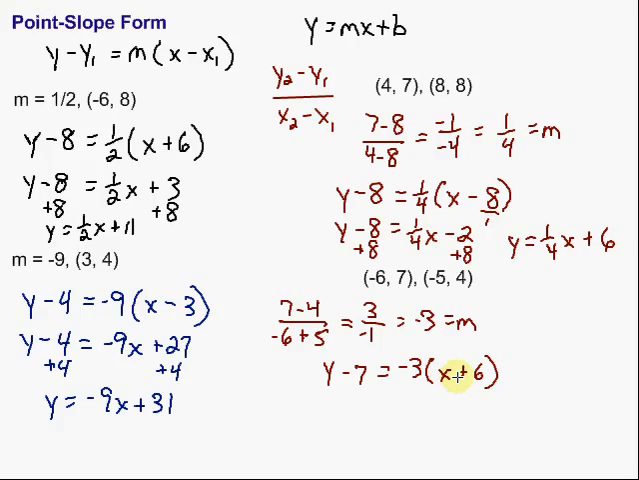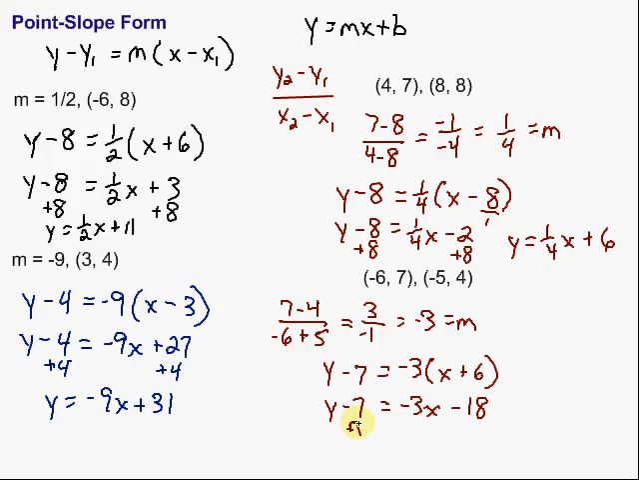Then, if I want to write that in slope-intercept form, again remember, if you're asked to write it in point-slope form, we're done. If you're asked to write it in slope-intercept form, then we need to continue and solve for y. So y minus 7 equals negative 3 times x is negative 3x. Negative 3 times 6 is plus a negative 18, or just minus 18.